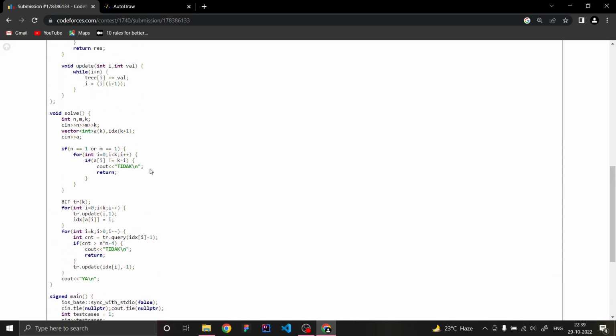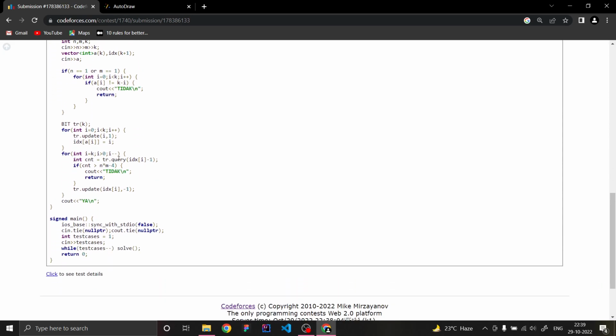So if this count is greater than n into m minus 4, then there is no way to place the cards from 1, 1 to n, m in the desired way. Otherwise, if this count is less than or equal to n into m minus 4, then we can move this card to the cell n, m. So this was my approach. Thank you.